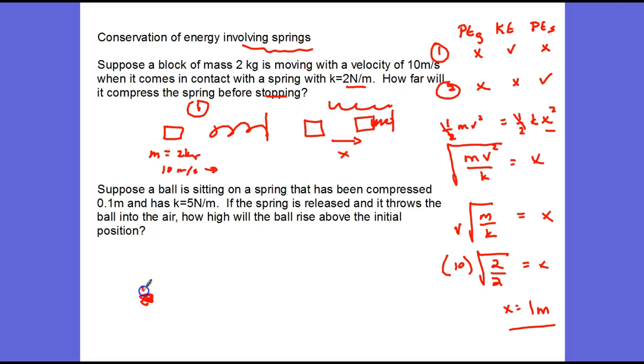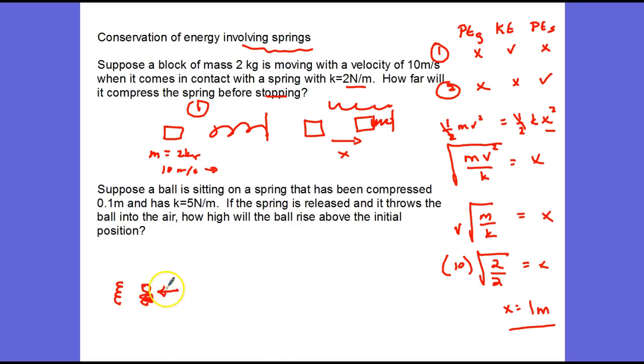Okay, suppose a ball is sitting on a spring. So we have a compressed spring with a ball on it. And it has been compressed a distance of 0.1 meters. So we had the spring, and we put the ball on it and pushed down and compressed the spring. If the spring is released and it throws the ball into the air, how high will the ball rise above the initial position? That would be above right here.